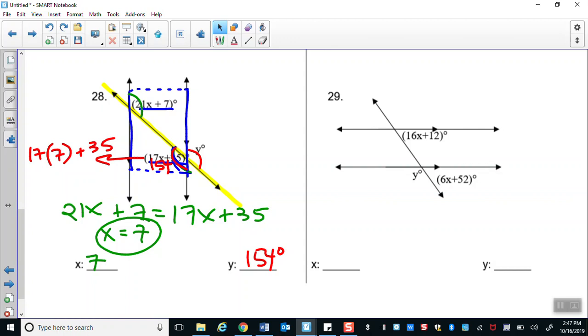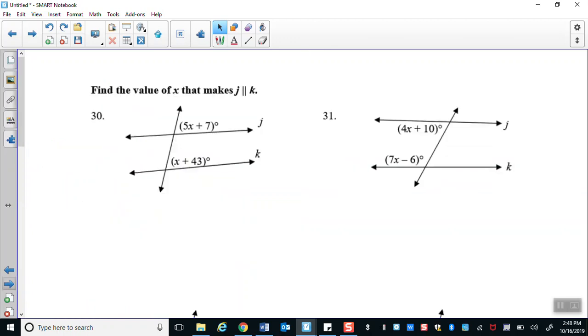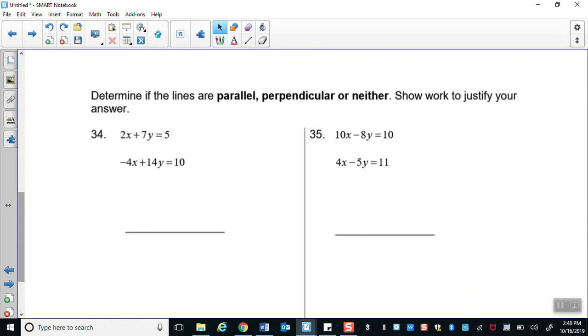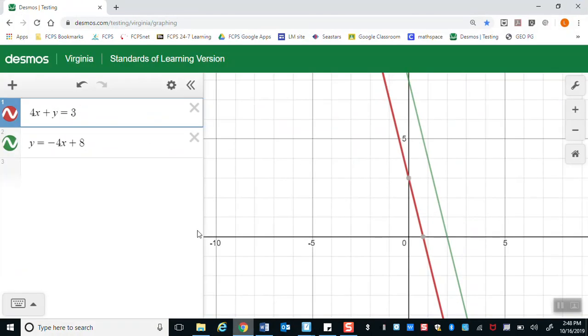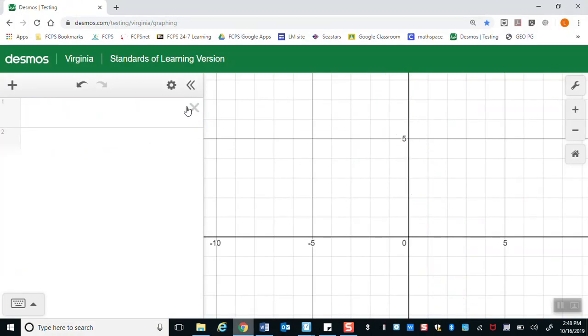Okay, so let's go up to number 34. These are the problems that we just did today, that you just learned. So we're determining if the lines are parallel, perpendicular, or neither. If you look at 34, do you see how these are both in standard form, which is ax plus by equals c? If you remember, those are the ones that you can't just look at and see the slope. So the easiest way to approach this question is to go to Desmos and then just look at the lines.